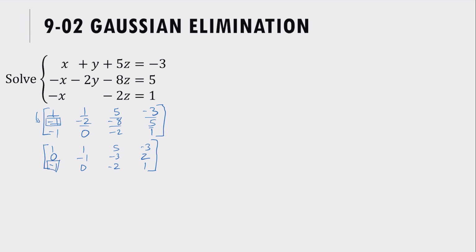Now we need to get a 0 in the third row, so I could just add the first to the third. Top row stays the same. Second row stays the same. Third row becomes 1 plus a -1, 1 plus a 0, 5 plus a -2, -3 plus 1.